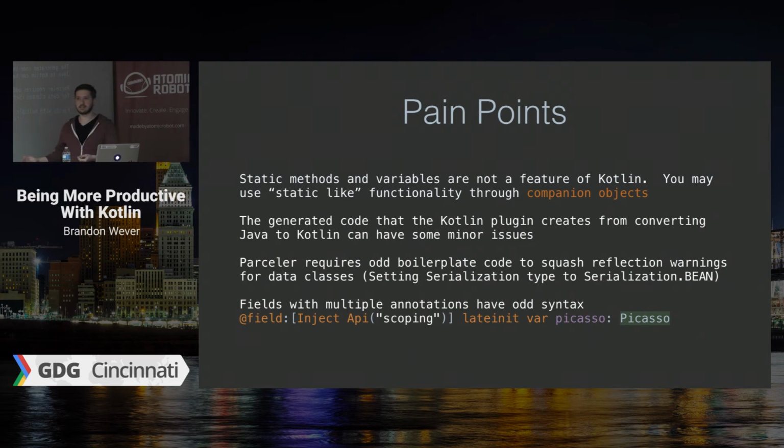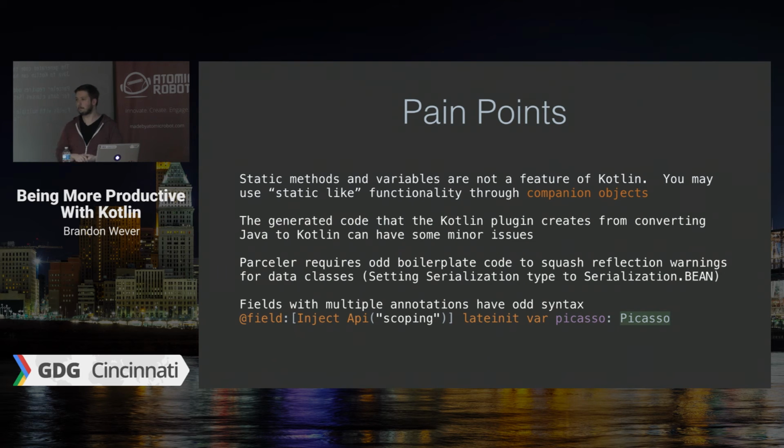So static methods and static variables aren't a thing in Kotlin. They're just not a feature. But you can have static-like functionality through things called companion objects. Companion objects are just little sections of code where you say, this is an object that has these things. And you're basically defining the object statically.